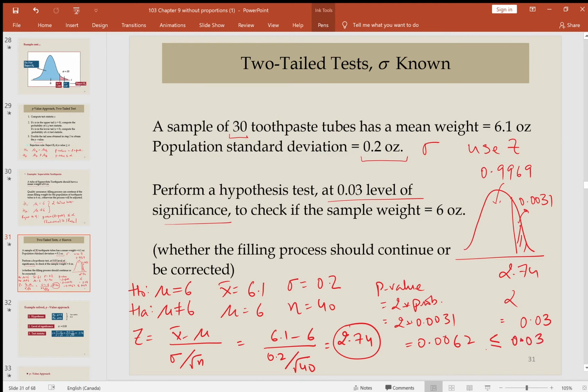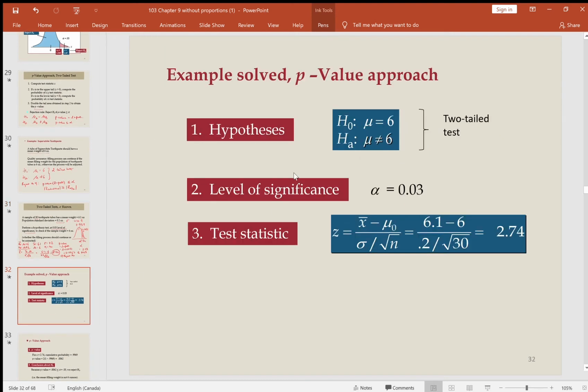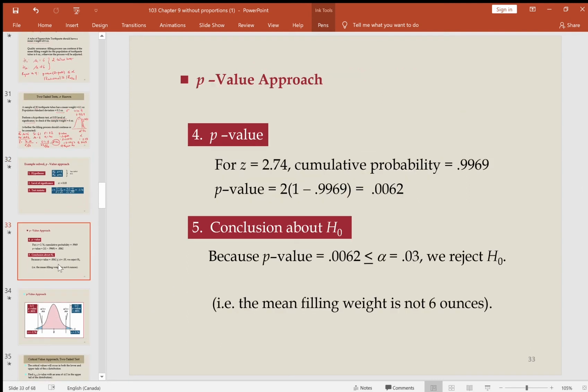So our p-value is less than or equal to alpha, so that means we can reject null, which means that yes, it looks like from our data that the filling process should be corrected because the mean weight of 6 ounces is not being maintained, right? So these are the steps that we just did. We formulated the null and the alternate. Alpha is 0.03, z calculated is 2.74, and our p-value is 0.0062. Because p-value is less than or equal to alpha, we reject the null.